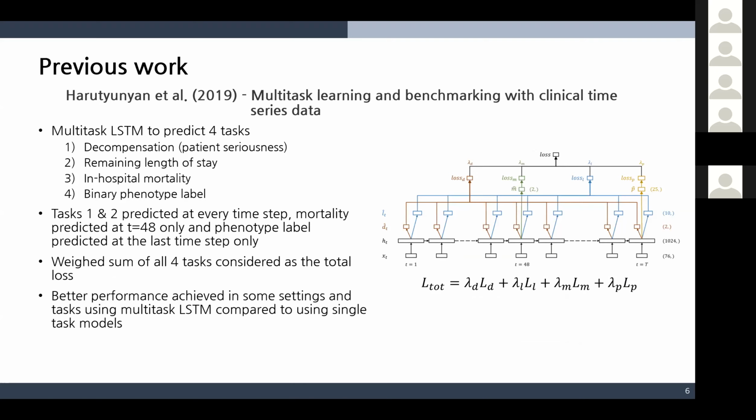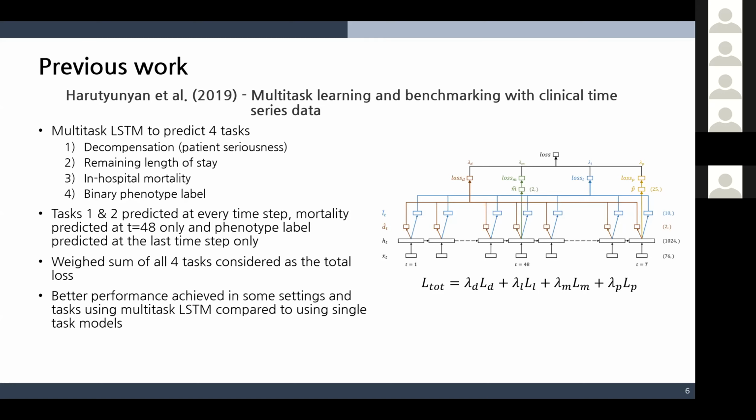Another work in relation to sepsis prediction is the work by Harutyunyan et al., which proposed a simple multitask LSTM architecture for multitask prediction. Their main task was predicting decompensation, which quantifies the risk the patient is experiencing by summarizing fatal diagnoses, including septic shock. In predicting this decompensation, they added 3 auxiliary tasks.